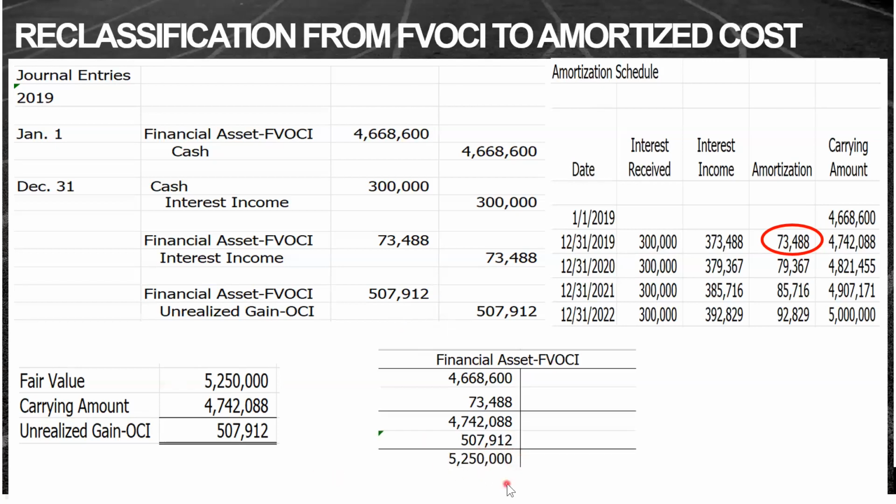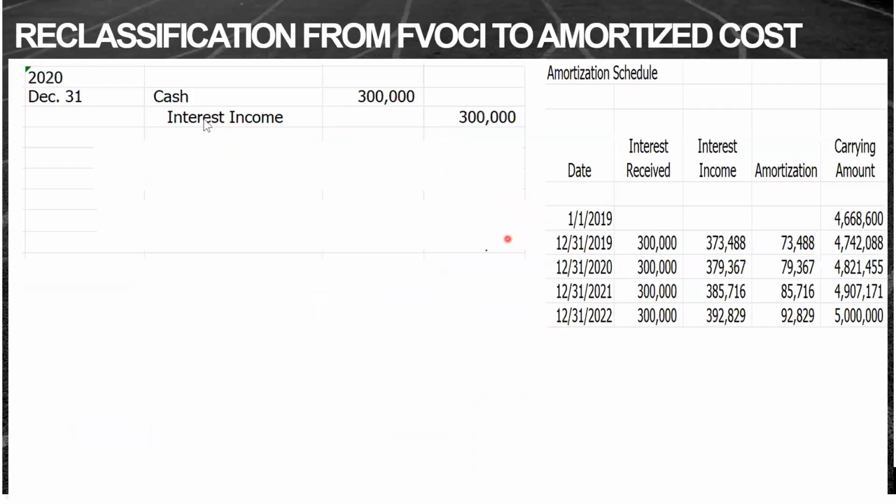So at the end of December 31, 2019, yung balanse ng ating financial asset FVOCI ay equivalent na sa fair value ng ating financial asset, which is 105% of your face amount na 5 million. So also, yung ating unrealized gain OCI, merong balanse na 507,912. Now, pagdating ng 2020, so ito naman yung ating mga entries.